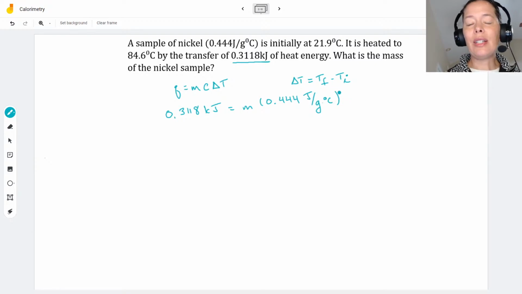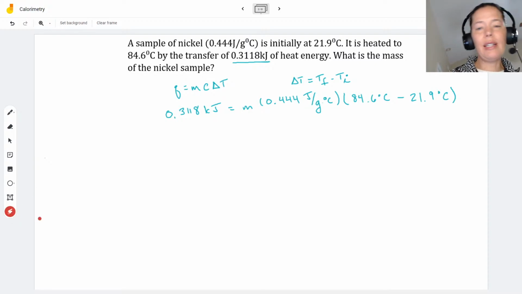And then my delta T, again, is my final temperature minus my initial temperature. So it was heated to 84.6. That was my final temperature. Minus my initial temperature, it started at 21.9 degrees Celsius.